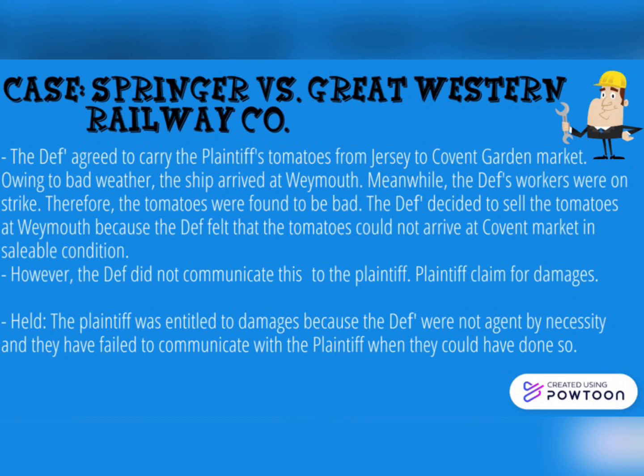This is the case for this issue. Springer versus Great Western Railway & Co. The defendants agreed to carry the plaintiff's tomatoes from Jersey to Covent Garden Market. Owing to bad weather, the ship arrived at Weymouth. Meanwhile, the defendant's workers were on strike. Therefore, the tomatoes were found to be in bad condition. The defendant decided to sell the tomatoes at Weymouth because the defendant felt that the tomatoes could not arrive at Covent Garden Market in a sellable condition. However, the defendant did not communicate this to the plaintiff. The plaintiff claimed for the damage, and it was held that the plaintiff was entitled to damages because the defendants were not agents by necessity and they had failed to communicate with the plaintiff when they could have done so.